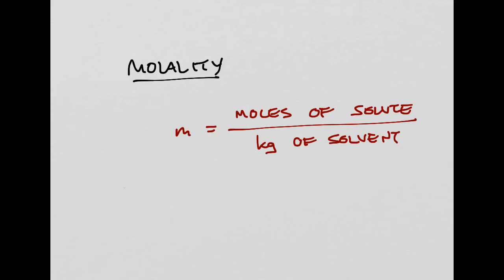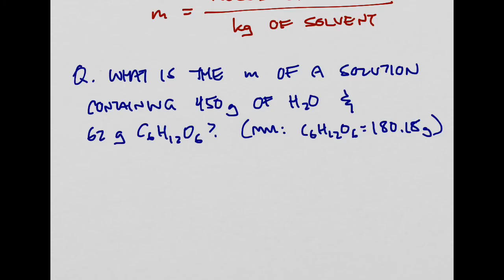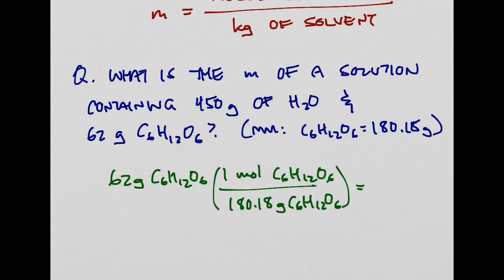I'm always going to give mass to you in kilograms, so you'll see it as kilograms or grams or something like that. All right, so let's imagine a problem here. What is the molality of a solution containing 450 grams of water and 62 grams of sugar, C6H12O6? So the first thing you need to do is a mole conversion to convert the 62 grams of sugar into moles. And when you do this, you generate 0.344 moles of the C6H12O6.